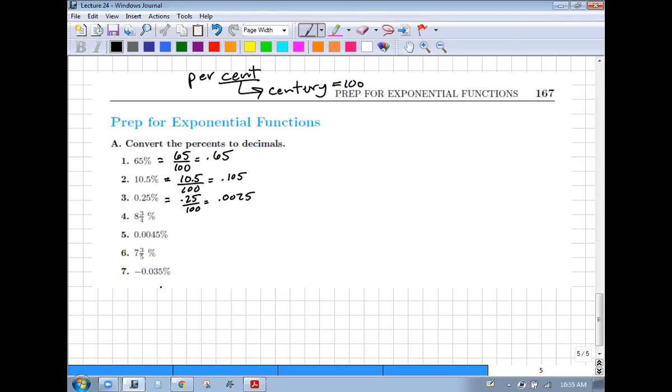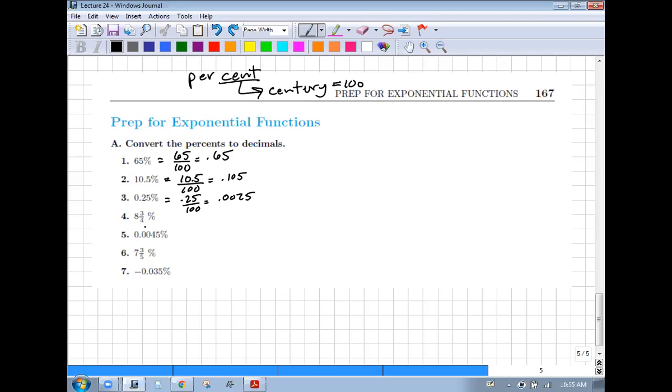Students often get these wrong. They move the decimal to the left twice, but when there's a decimal here, students have a tendency to just put 0.25. That's wrong. You still have to move the decimal to the left twice. So it's 0.0025 because it's a quarter of a percent.